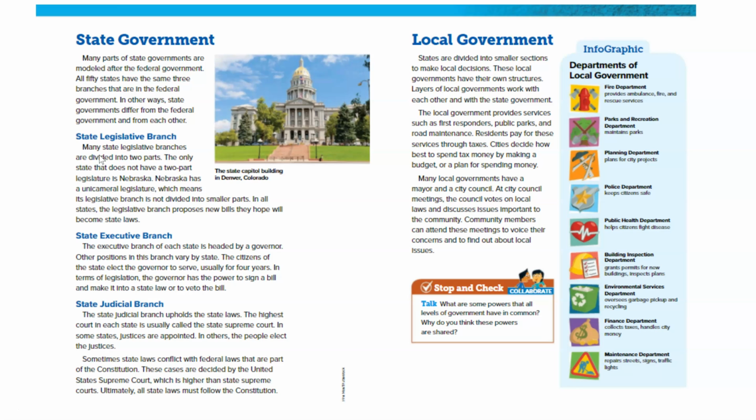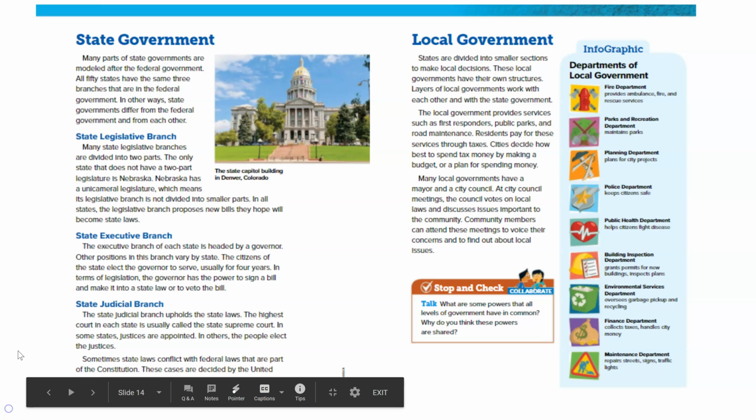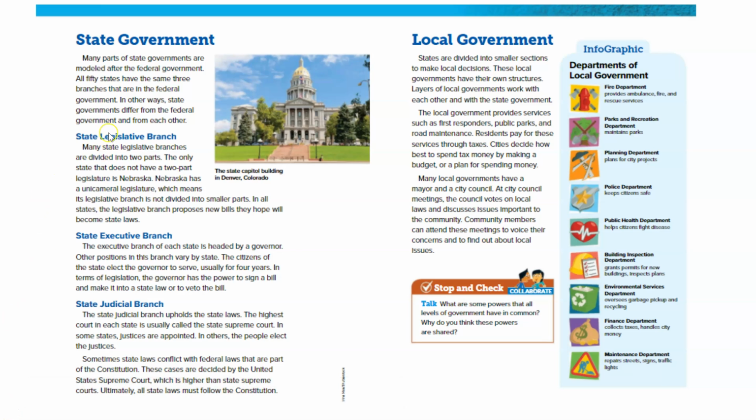Many state legislative branches are divided into 2 parts. The only state that does not have a 2-part legislature is Nebraska. Nebraska has a unicameral legislature, which means its legislative branch is not divided into smaller parts. In all states, the legislative branch proposes new bills they hope will become state laws. How is the state legislative branch similar to the federal legislative branch? Pause here to think about that.